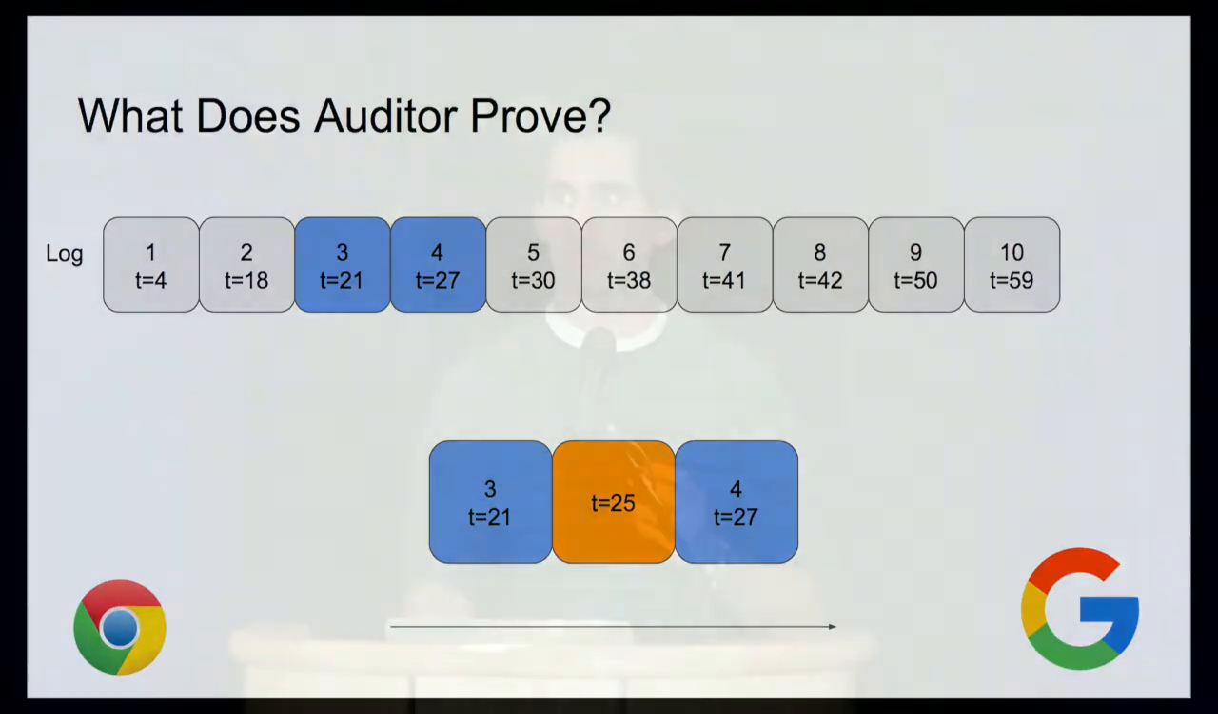So this is what we want to prove. We want to be able to prove to Google that we have an SCT whose timestamp falls in between the timestamps of two log entries that are actually in the log. So we need to think about how we can do this privately. There's a number of crypto tools that come to bear in solving this.